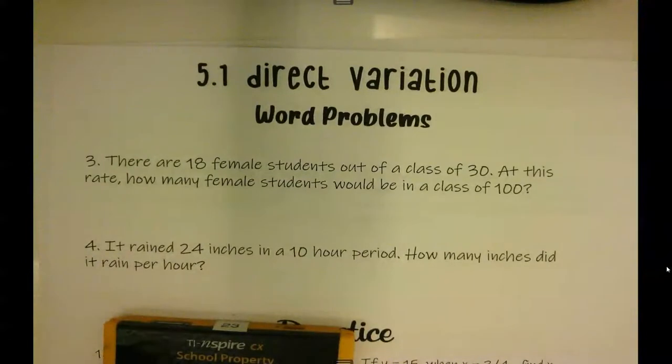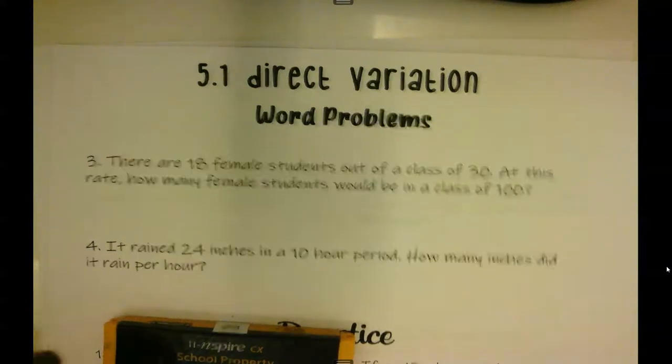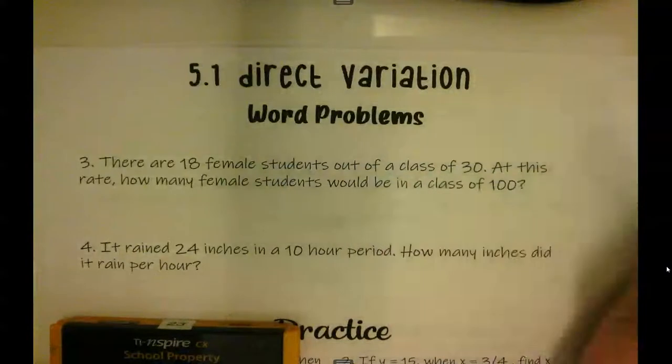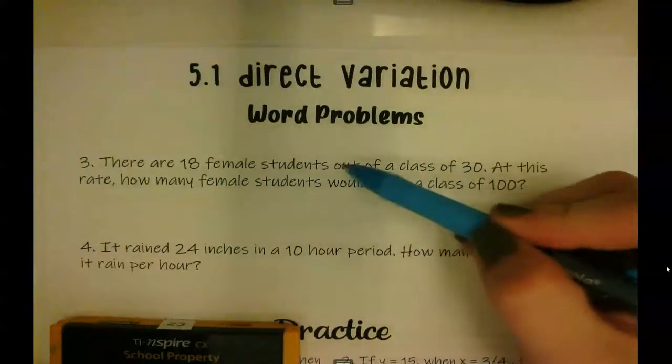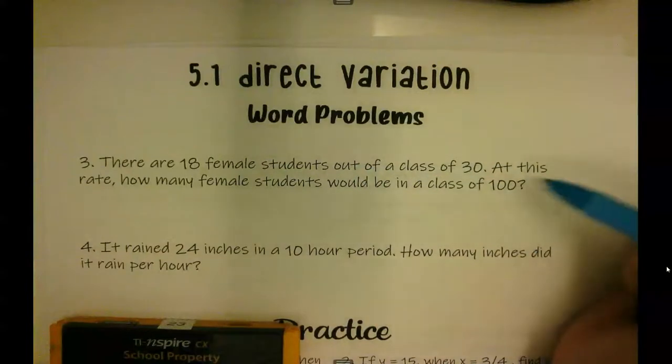All right, the only time this might get tricky is when I throw some word problems at you. So whenever I'm given word problems, we're not given it in terms of x and y. So we need to label one as x and label one as y, and then make sure we set up our proportion properly. So there are 18 female students out of a class of 30. At this rate, how many female students would be in a class of 100?